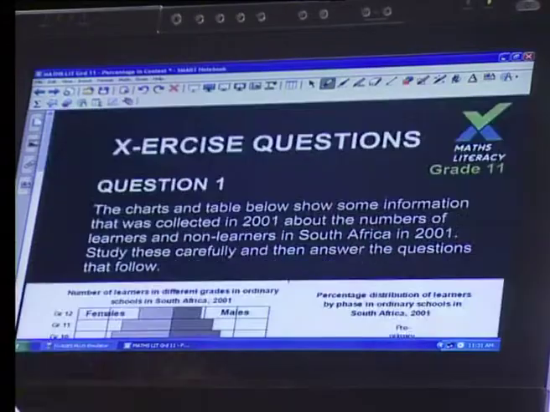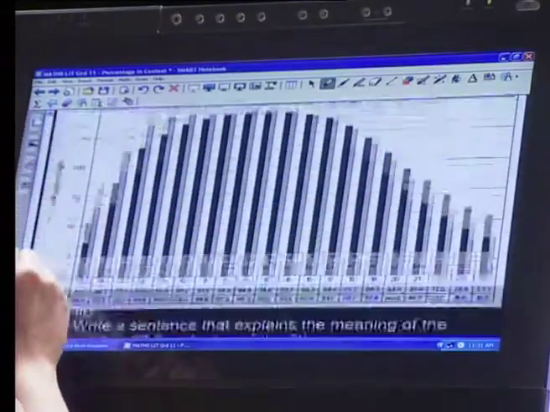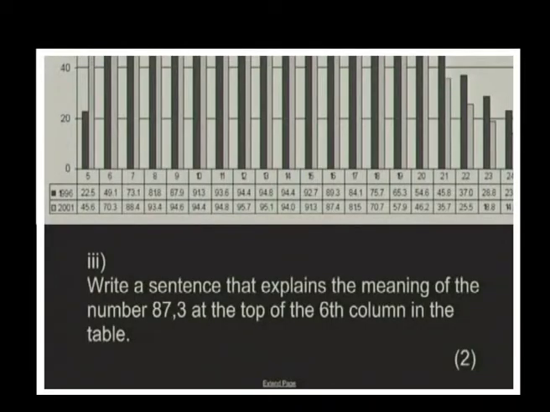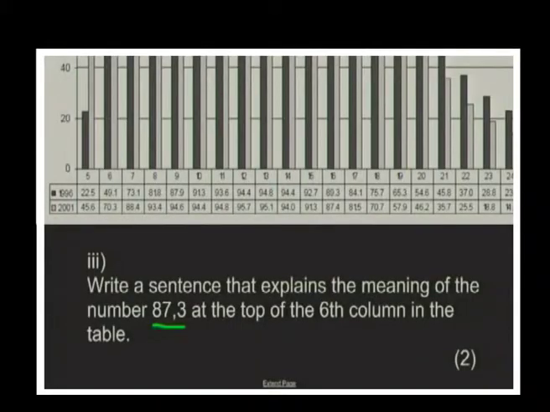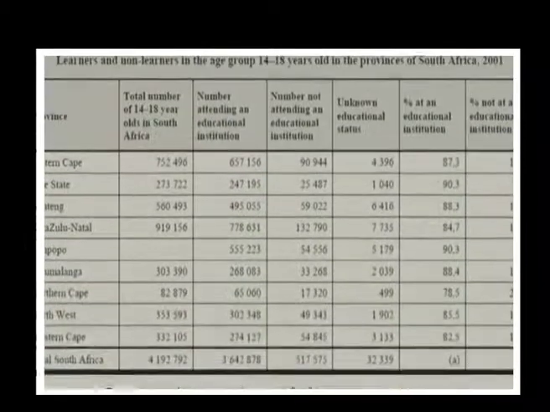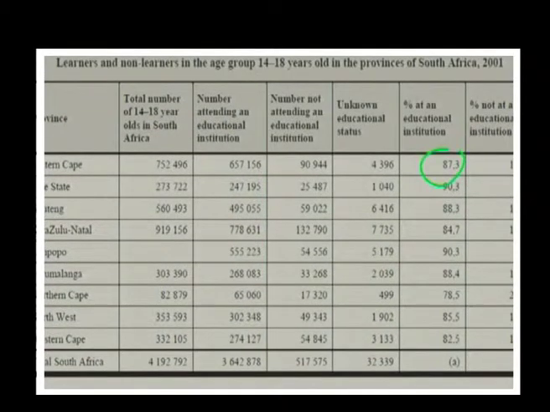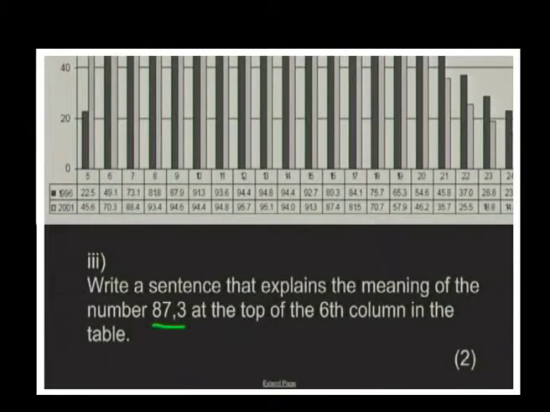That next part of the question says, write a sentence explaining the meaning of the number. This is a meaning again. Don't do any calculations, just purely give them what is the meaning of that number. On top of the 6th column in the table, so I think it was in this table. There you go, that 87.3. What does that mean?